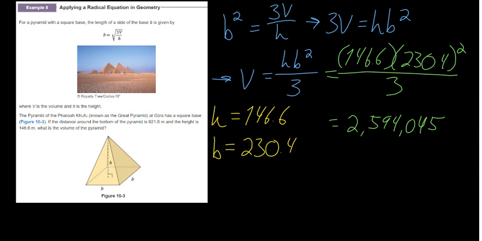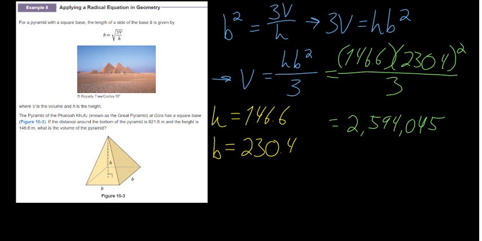Let's recap it. We have a pyramid with a square base, and the length of the side of the base is given. We're asked to find the volume of this pyramid. In order to do that, I needed to solve for v, as in volume, in my original equation, which I did here.